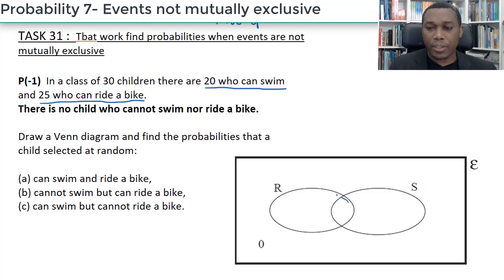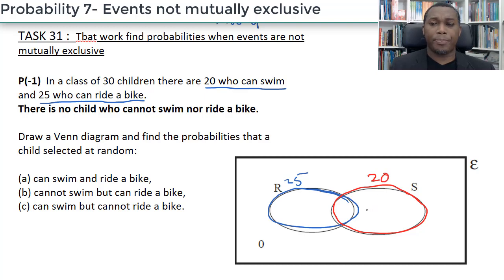This whole circle has to represent 25. I'm going to put the 25 there. But this whole circle has to represent 20. There's 20 students who can swim. But if I add those up, what am I going to get? What do you get? That's right, we get 45.